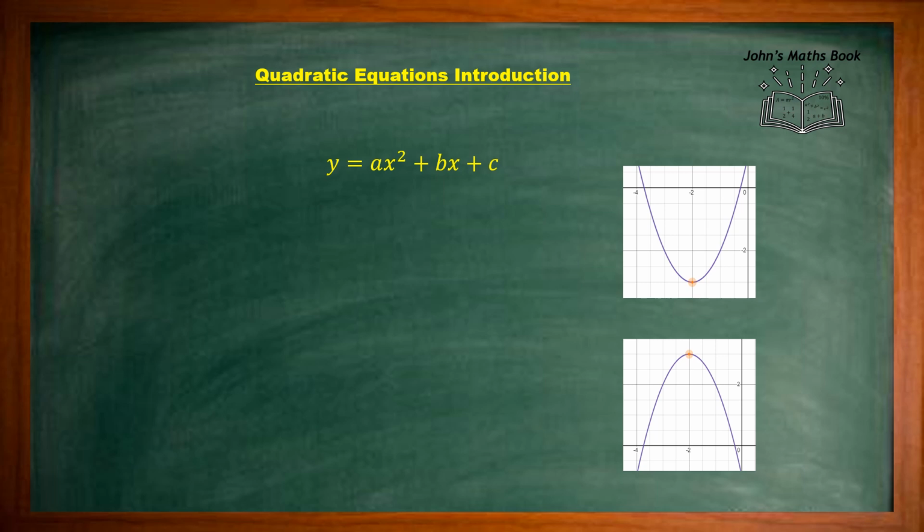We can always determine which way the graph rises and falls by looking at the coefficient a of the x squared term. If a is greater than 0, then we have a graph which looks something like this. And if a is less than 0, we have a graph that looks something like this.